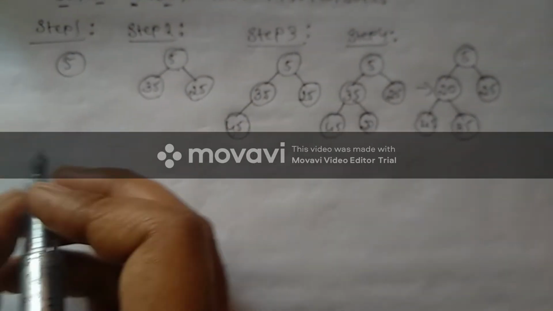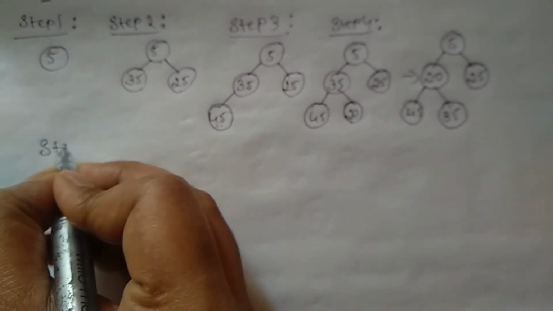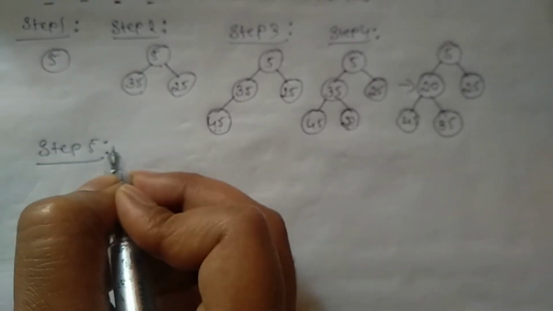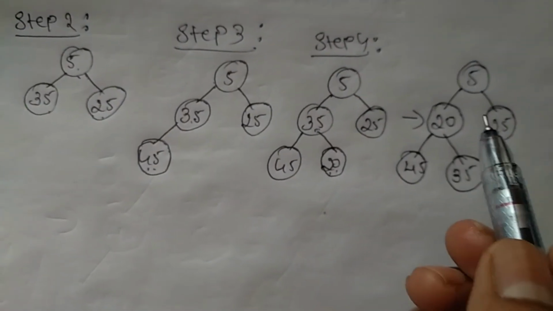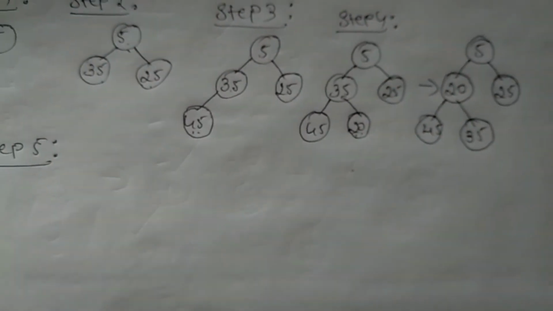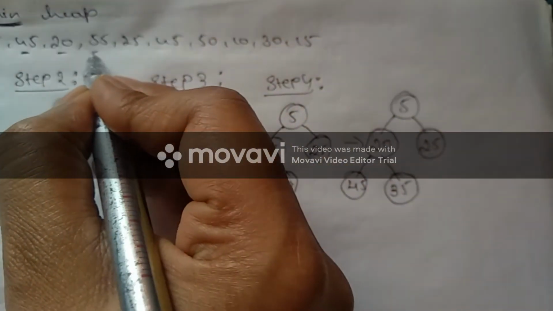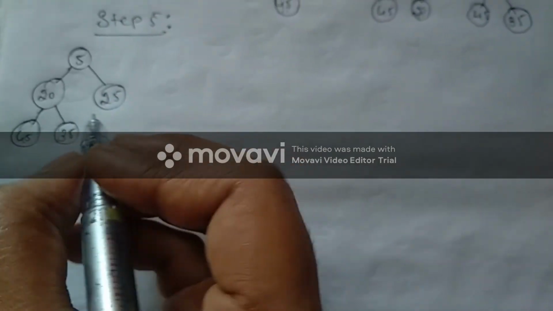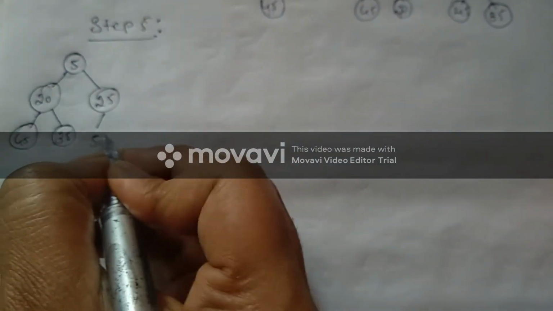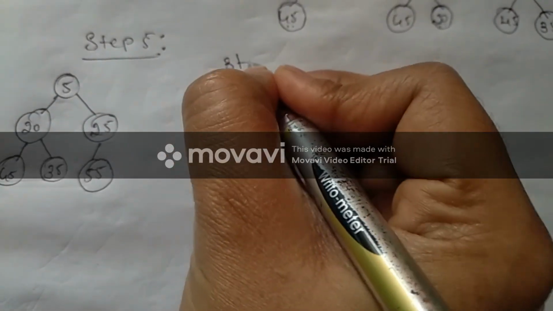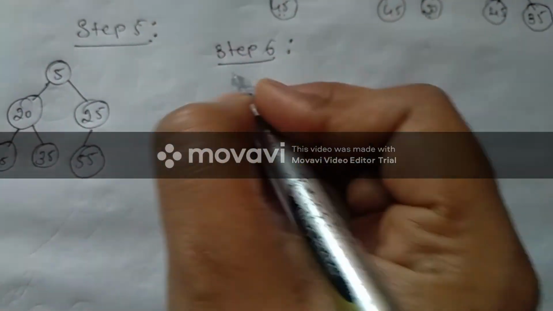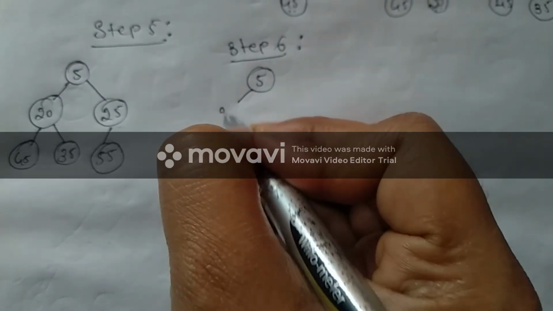Okay, next I'll go for step 5. See, I'll just retain this one as it is. Which is the next element? 55 is the next element, where I have to take this one towards left of 25. If I take towards left of 25 means here, check the parental dominance. 25 is minimum than 55. Yes, so retain it as it is. Next, go for step 6. Write this one.